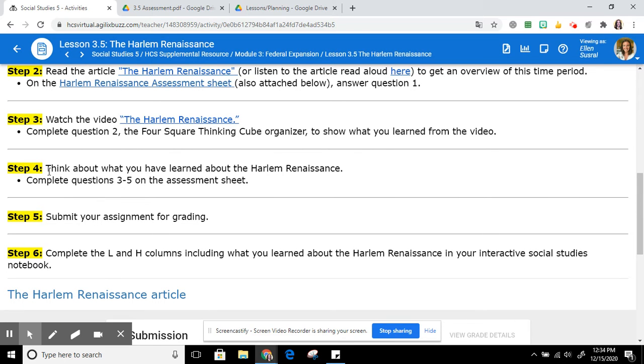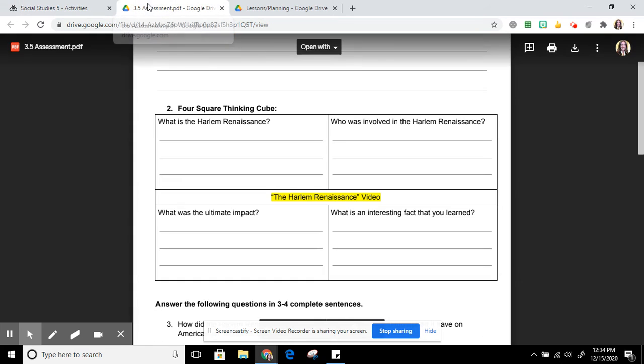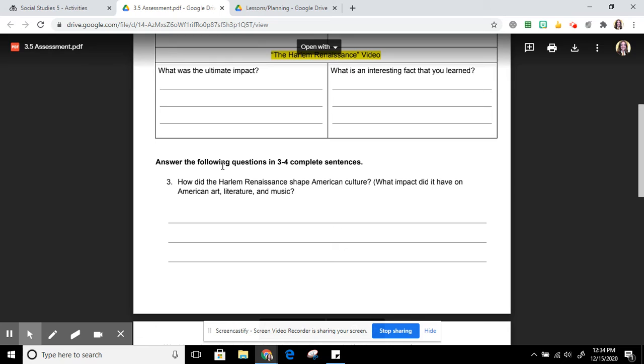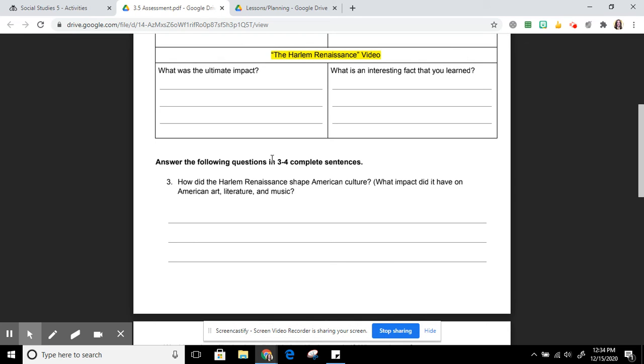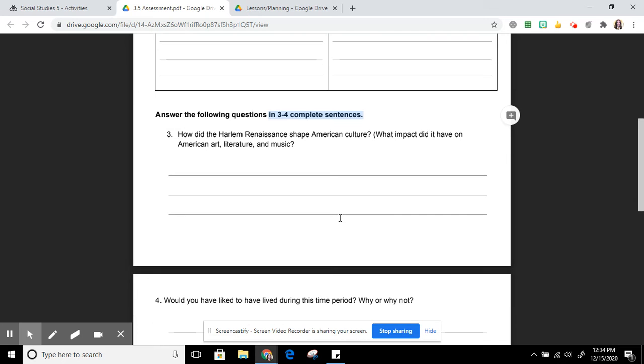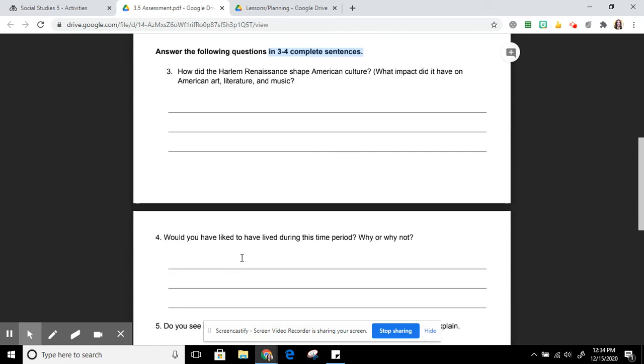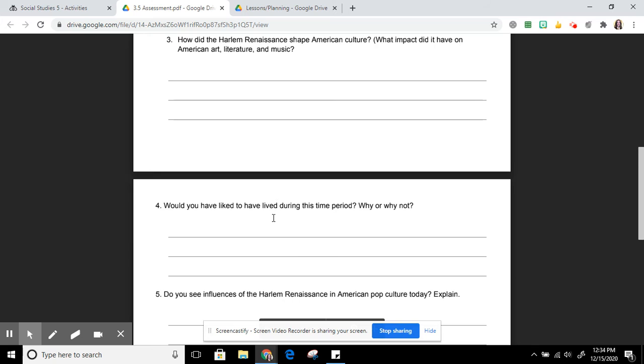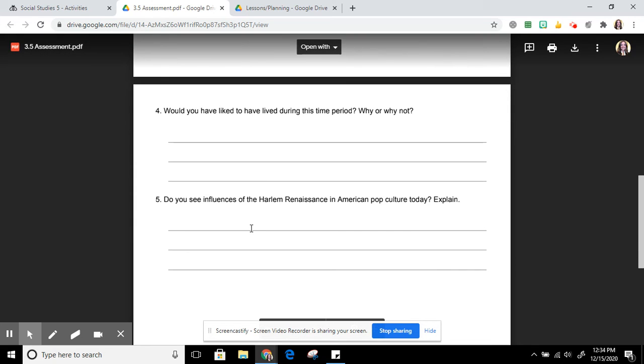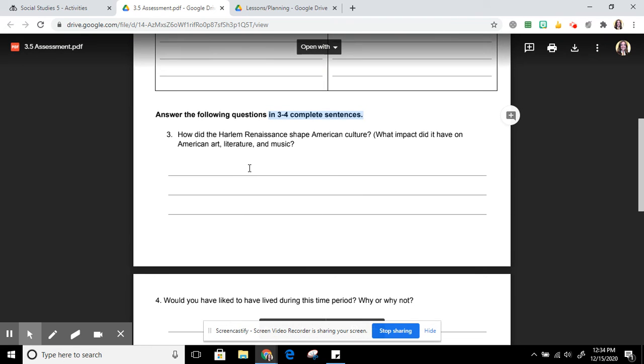Step 4, think about what you've learned about the Harlem Renaissance and complete questions 3 through 5 on the assessment sheet. So now we're going to look at 3 through 5. Answer the following questions in 3 to 4 complete sentences. So number 3, you need 3 to 4 sentences. Number 4, 3 to 4 sentences. Number 5, 3 to 4 sentences. And let's look at the questions.